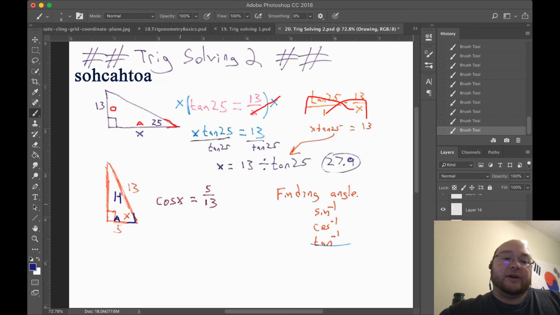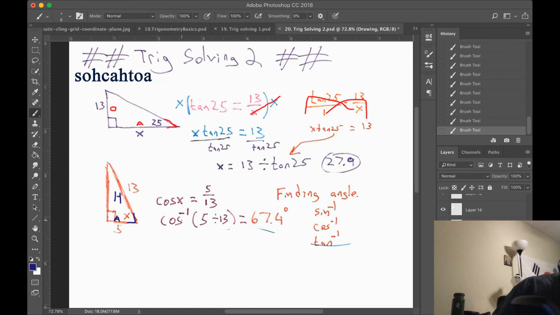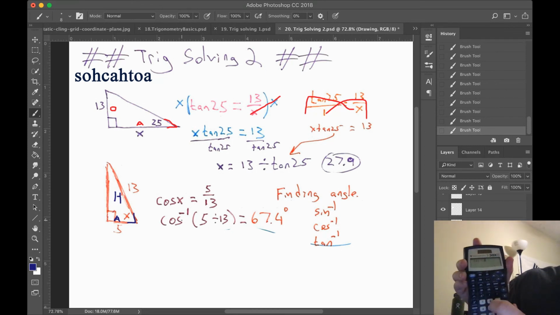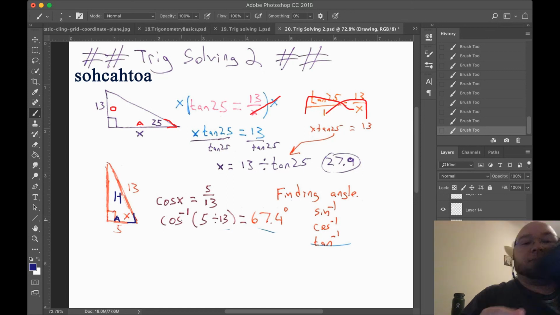And so we've got to do the opposite of cosine, and that's the inverse cosine. The inverse cosine gets rid of that and gets the x by itself. So you do that on both sides, and you put inverse cosine of 5 divided by 13 equals 67.4. So second cosine 5 divided by 13 equals 67.38, which rounds up to 67.4.